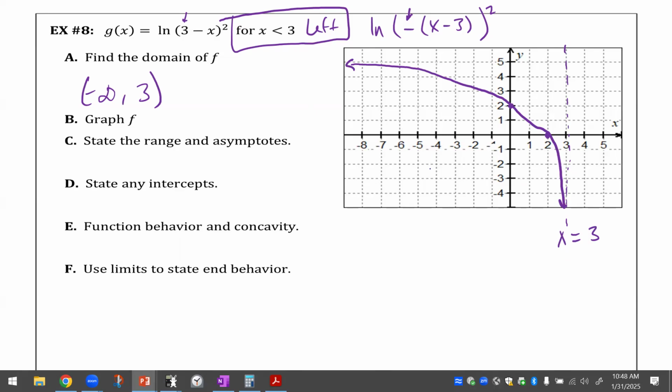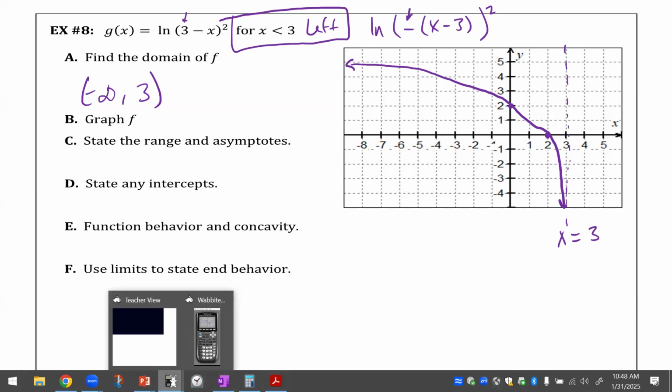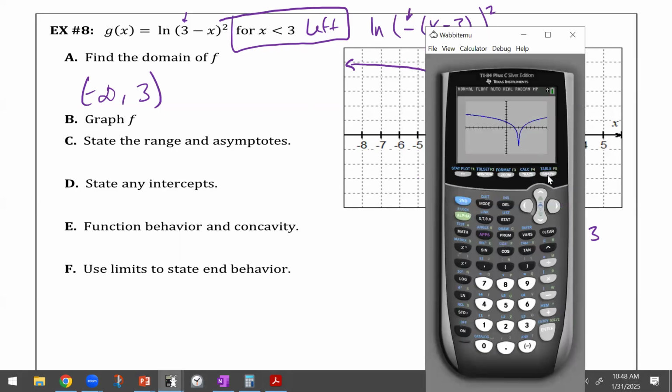Why? Oh, I did go too far. I had it's going. It just doesn't show it.